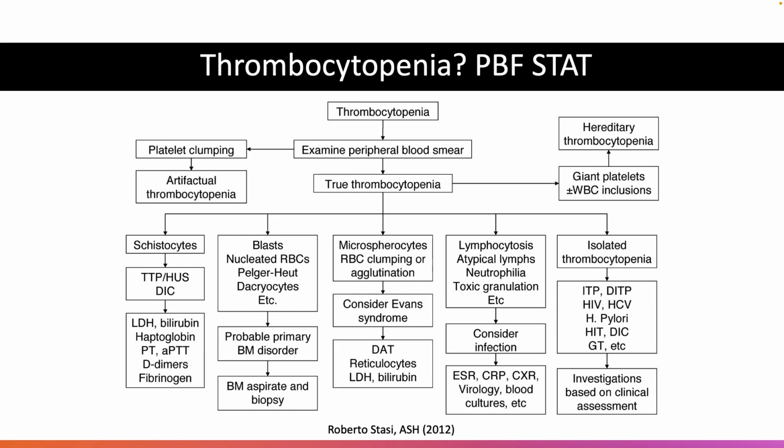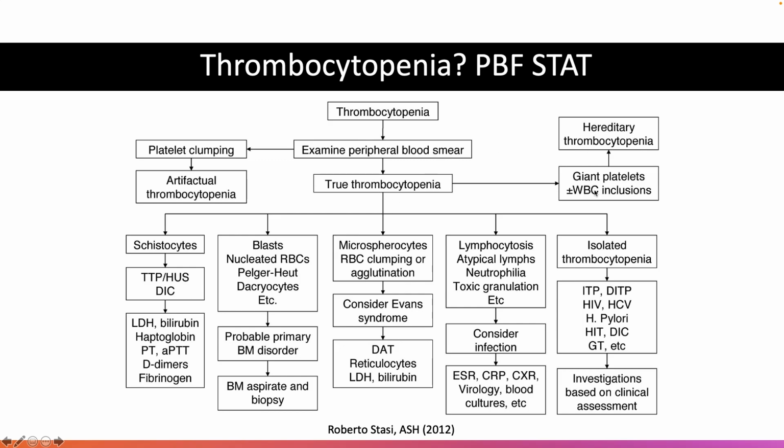So I have mentioned that we need to take a PBF urgently when we're dealing with thrombocytopenia. So the important point is that you need to look hard for any evidence of platelet clumping, which will suggest pseudothrombocytopenia or artificial thrombocytopenia due to EDTA interaction. If it's a true thrombocytopenia, you want to look hard for whether there are any features to suggest hereditary thrombocytopenia, in which there will be presence of giant platelets and also white cell inclusions. We'll talk about it later as well.